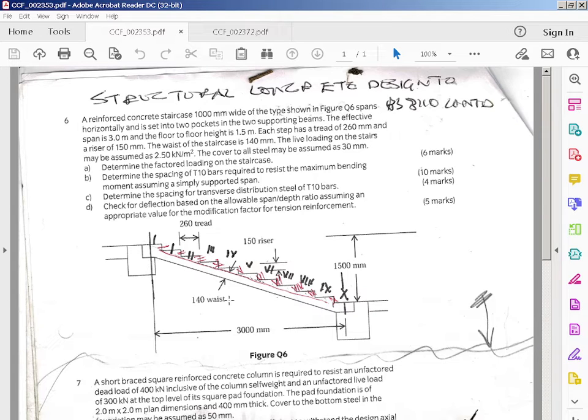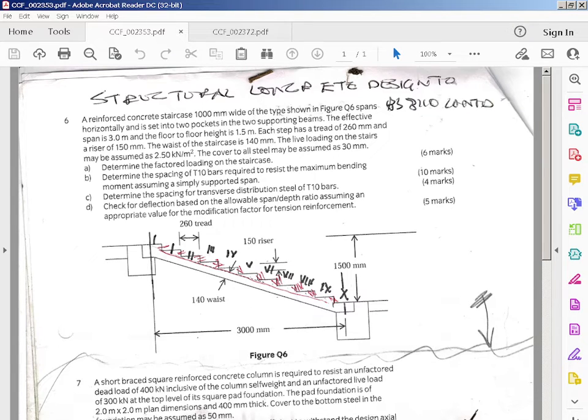It says 140 waist. Well, it says here, you've got a span of 3 meters, but the arrows don't go to the edge of where the beam support is on each end. It's into the middle, so it's a bit imprecise. So just say 3 meters from there to the edge of this part, and then it rises by 1500.